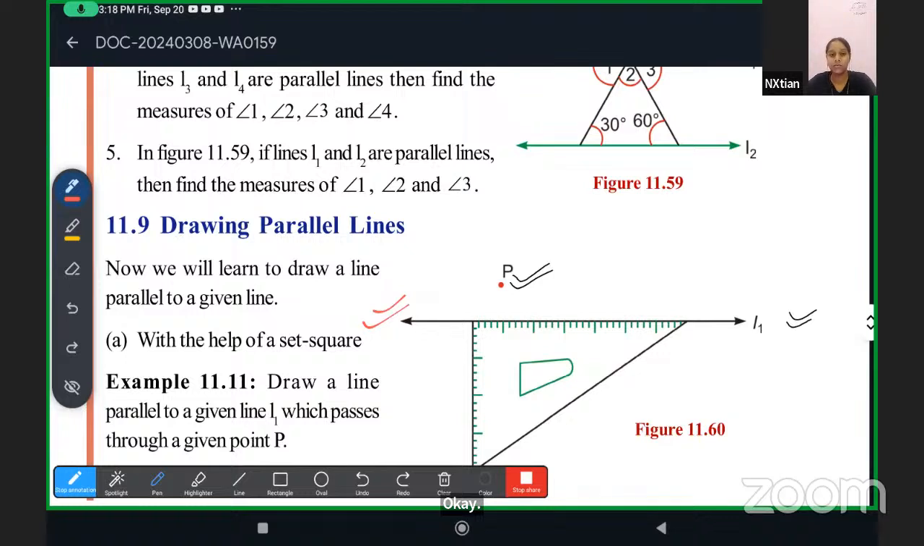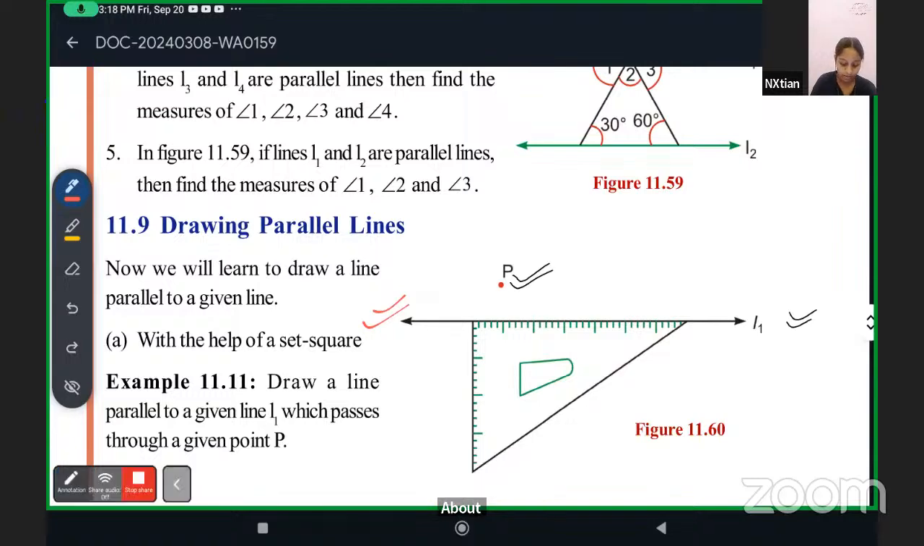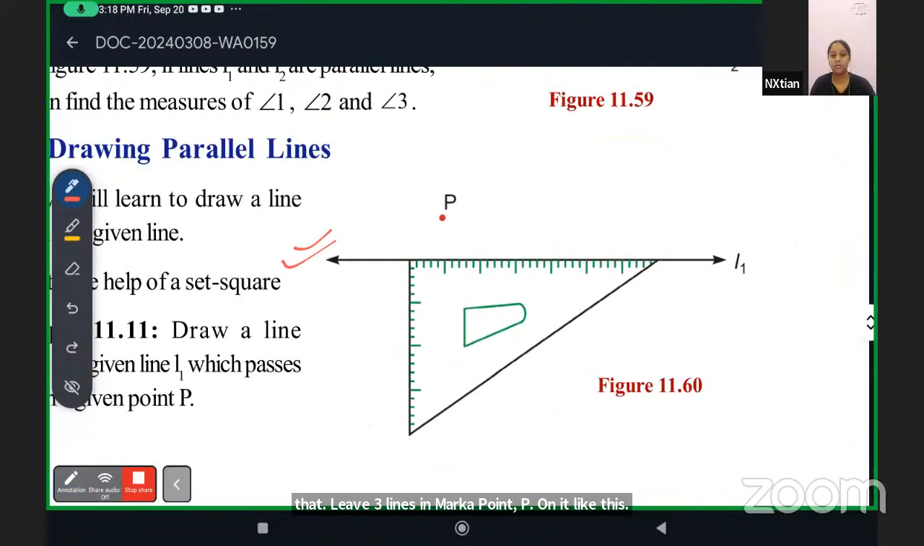Okay, ma'am. Then name it L1. Now, above your line, leave three lines, where you have drawn the line now. Above that, leave three lines and mark a point P on it, like this.